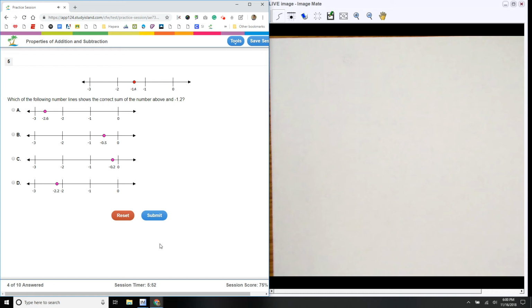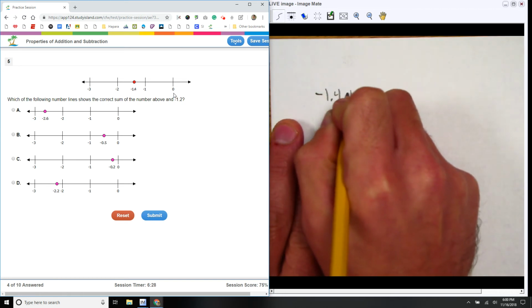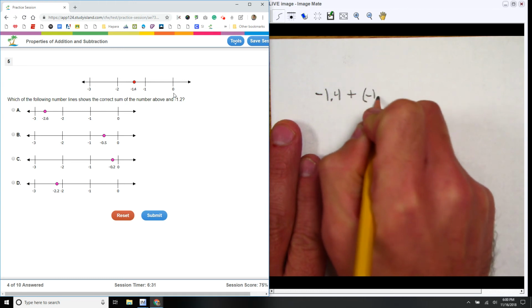Which of the following number lines shows the correct sum of the number above and negative 1.2? Let's read this a little bit more slowly. Which of the following number lines, so which A, B, C, or D, shows the correct sum? Sum is the answer to an addition problem. So I want to know the answer. One of these is an answer to an addition problem. What are we adding? The sum of the number above. The number above says negative 1.4. That's the spot. And negative 1.2. So it's asking what is negative 1.4 plus, because we're at sum, negative 1.2.